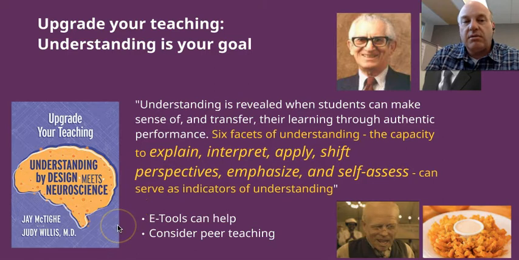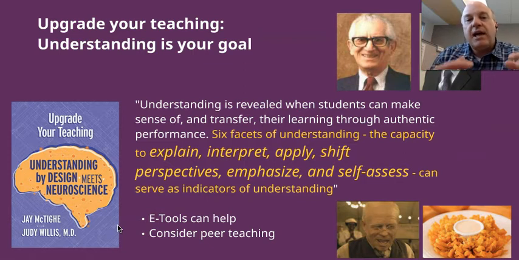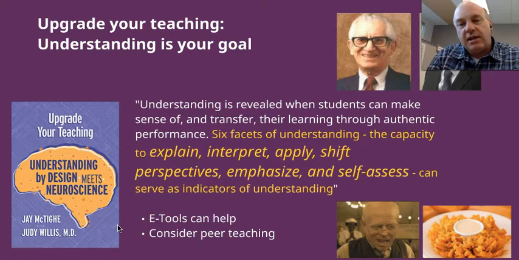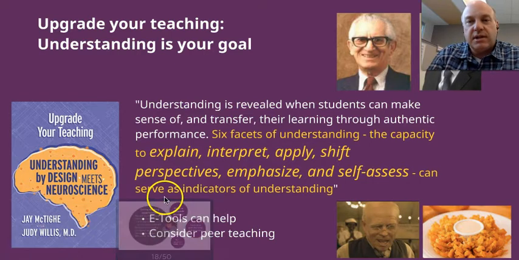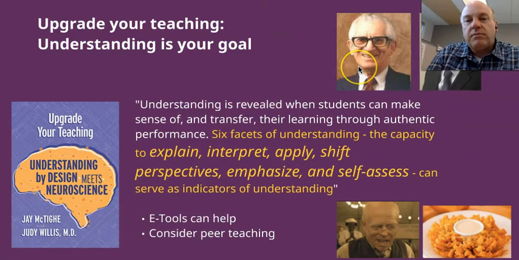It's your ultimate goal is around understanding. And this book is really good, talks about neuroscience and this notion of understanding. It's the capacity to explain and interpret and apply, shift perspectives, empathize, and self-assess. These are all good indicators of understanding. And then, this was actually showing that there's Benjamin Bloom, who in his Bloom's taxonomy didn't even use the word understanding because it was kind of nebulous. So you have to be more explicit when you want your students to understand things.